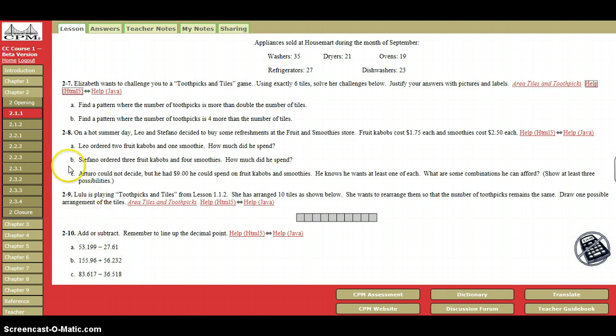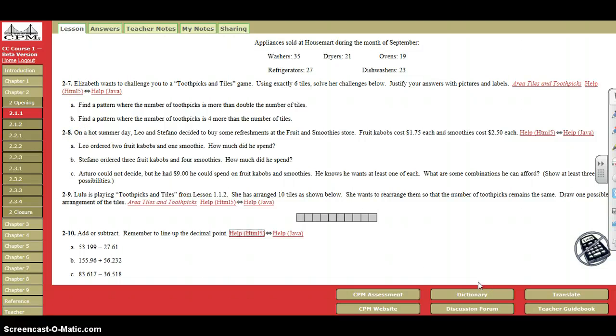Then for B, Stefano ordered 3 fruit kebabs and 4 smoothies. How much did he spend? Again, you will want to add those together and figure out what his total is going to be. Feel free to use a calculator, as you will notice that there is no picture of a calculator with an X through it, as there is for 2.10. So 2.10 you're not going to be using a calculator to do, but for 2.8 you are welcome to.